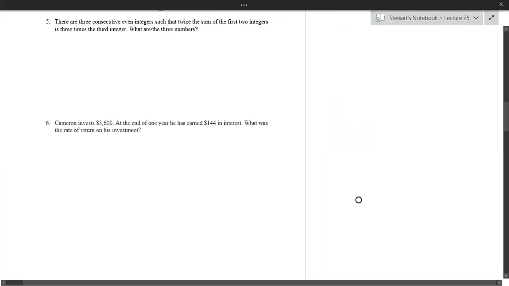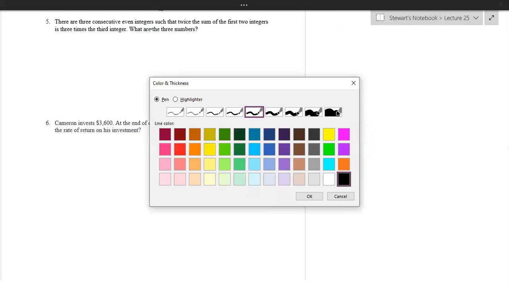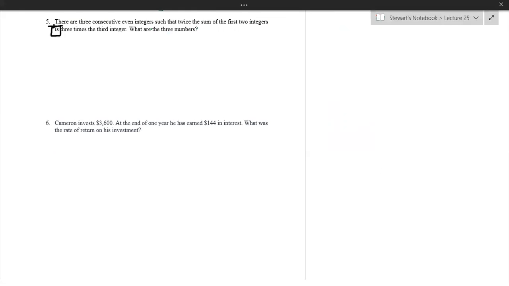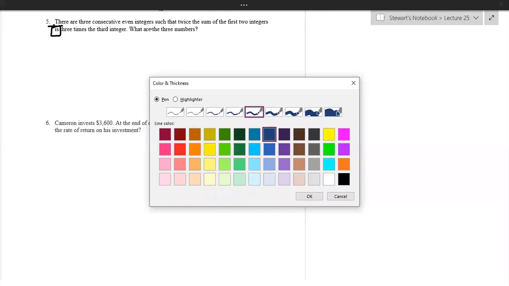Okay, so now it says there are 3 consecutive even integers such that twice the sum of the first 2 is 3 times the third. Okay, so this one's a little bit different. It's a similar idea, but it's a little different. So we know we have three numbers.